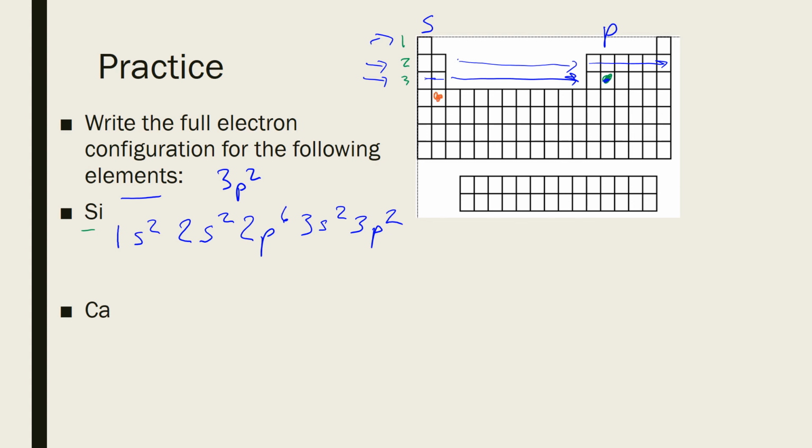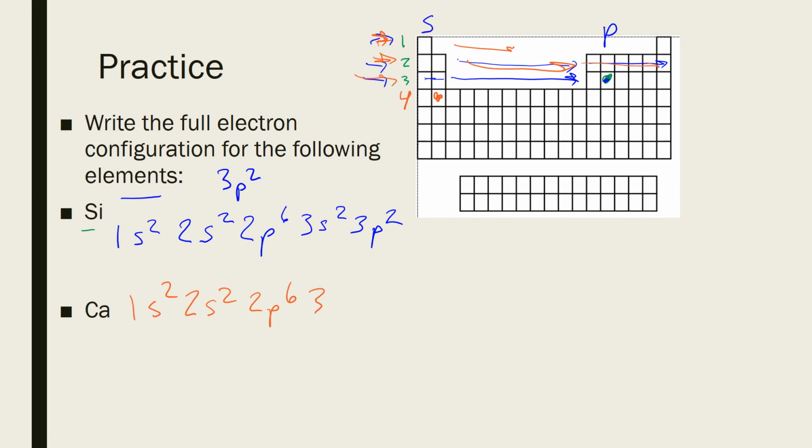Okay? So now if we wanted to go to calcium, we have to remember where calcium is. Calcium is located right here. That's in the 4th row, but it's still in the S block. So we know it's going to be just like silicon, except it's going to keep going. It's not going to stop at 3p2. So we start at the top, 1s2. Keep going, now we're at 2s2. Keep going, 2p6. We haven't gotten to calcium yet, so we keep going.